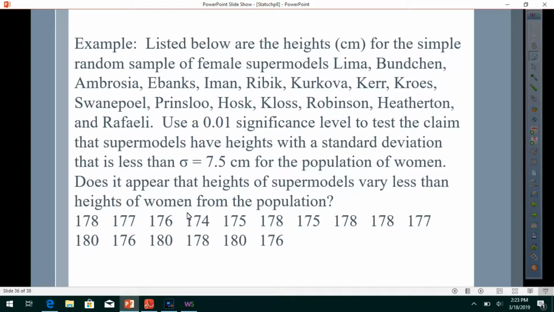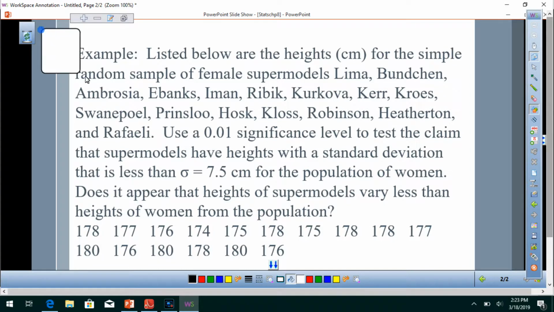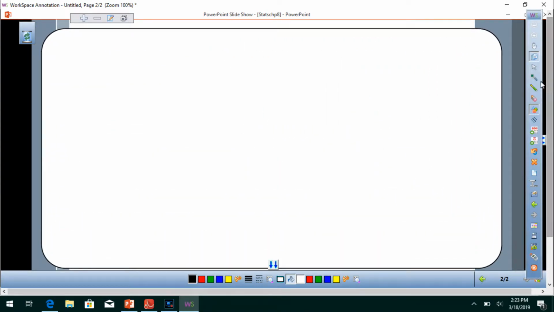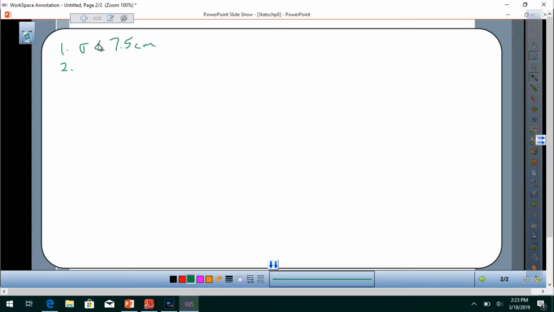Let's follow the process. I don't actually need that now that I got those in there. So number one, it said sigma was less than 7.5 centimeters. And in step two, then sigma is greater than or equal to 7.5 centimeters. 3, our null hypothesis will be sigma equals 7.5 centimeters. And our alternate hypothesis will be sigma is less than 7.5 centimeters. And that's the original claim.